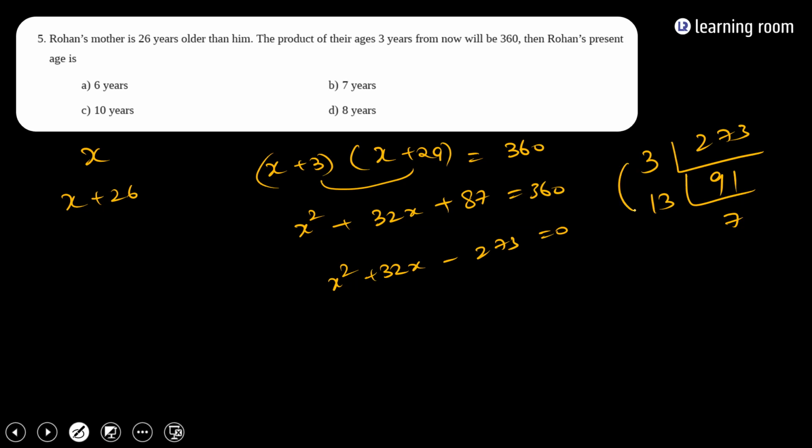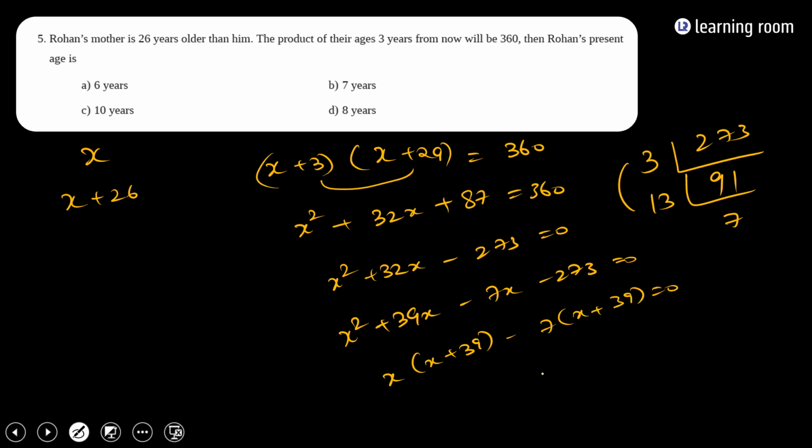3 into 13 is 39. So 39 into 7 is also 273. 39 and 7, will they be able to generate 32? Yes, sir. So x squared plus 39x minus 7x minus 273 is equal to 0. So x into x plus 39 minus 7 into x plus 39 is equal to 0. x is 7 or minus 39. Eliminated, 7 is the right answer. I'll check why that method failed. It should not fail.